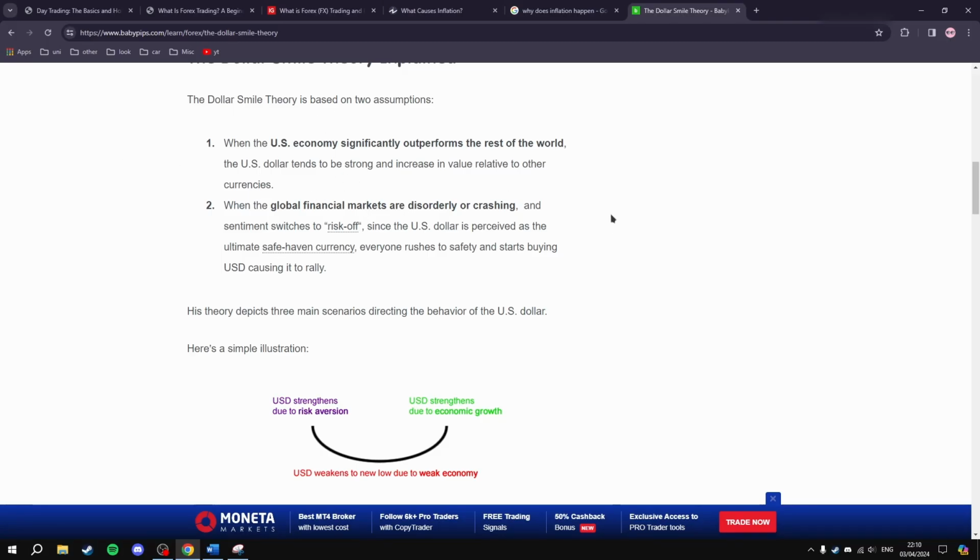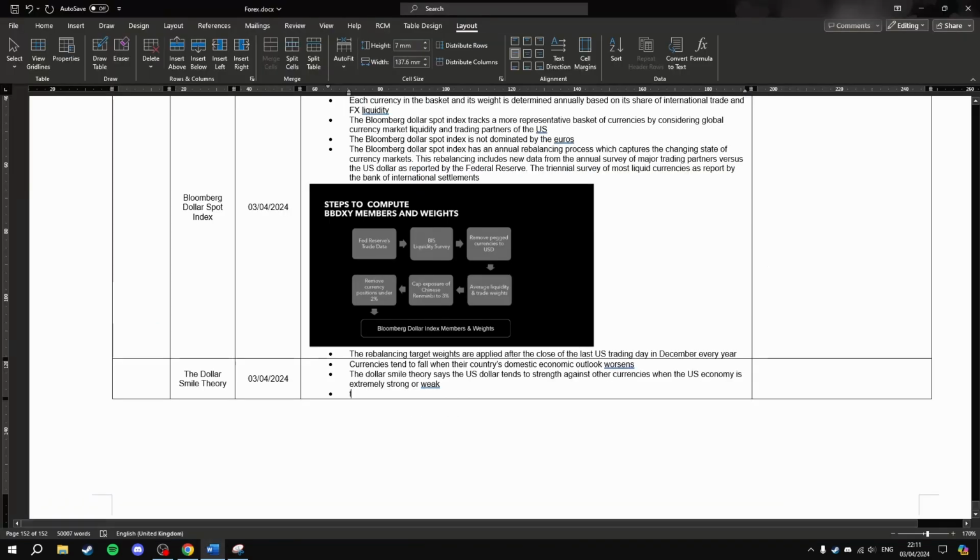When the global financial markets are disorderly or crashing and sentiment switches to risk off, since the US dollar is perceived as the ultimate safe haven currency, everyone rushes to safety and starts buying USD, causing it to rally. Safe haven currencies.